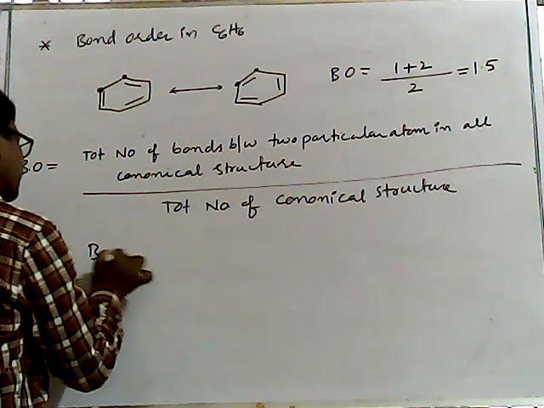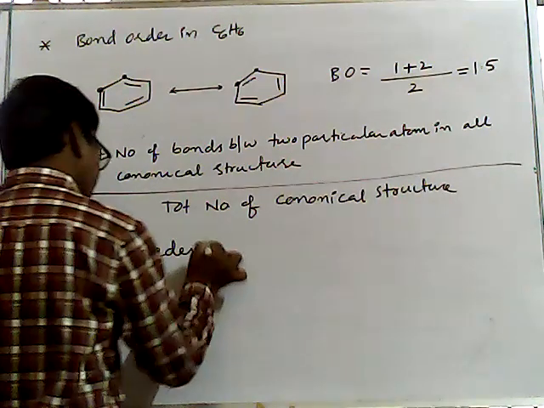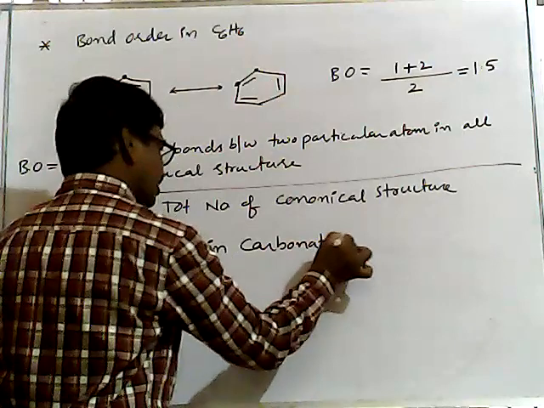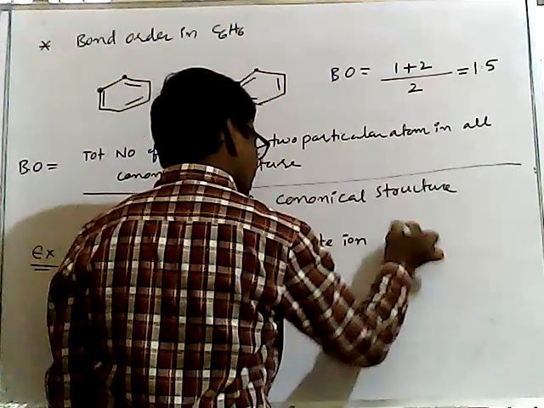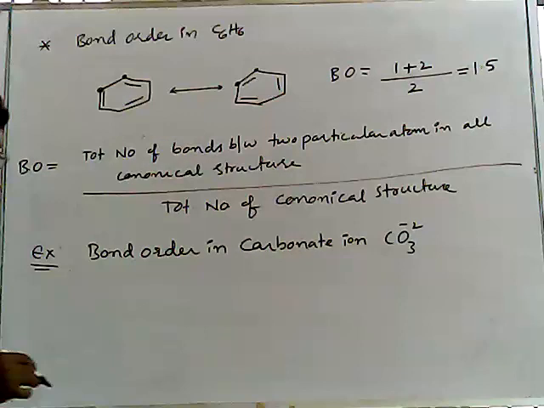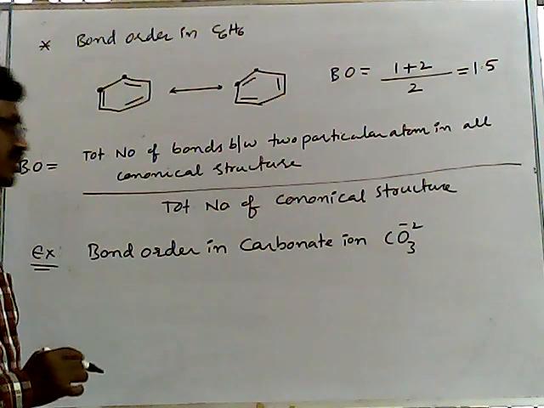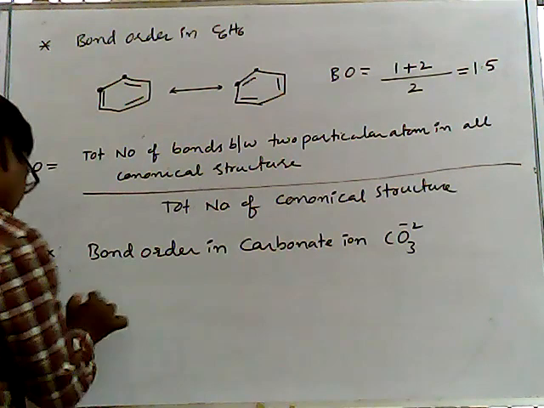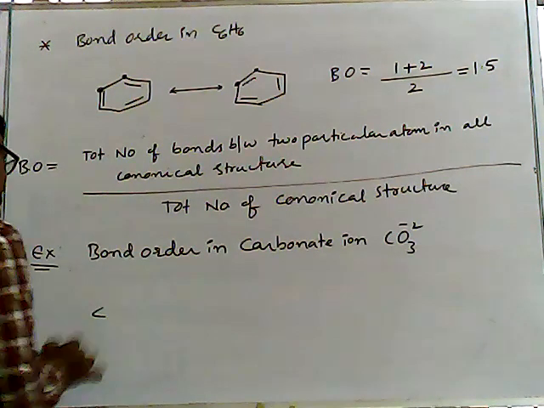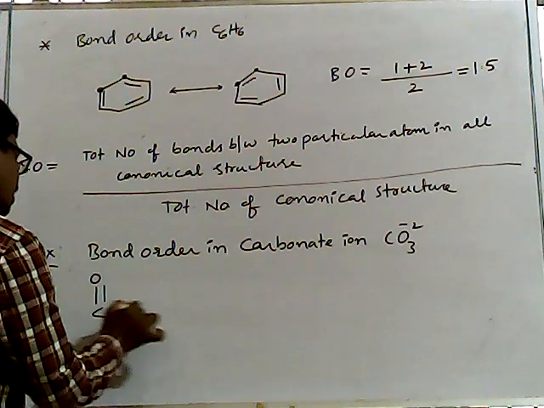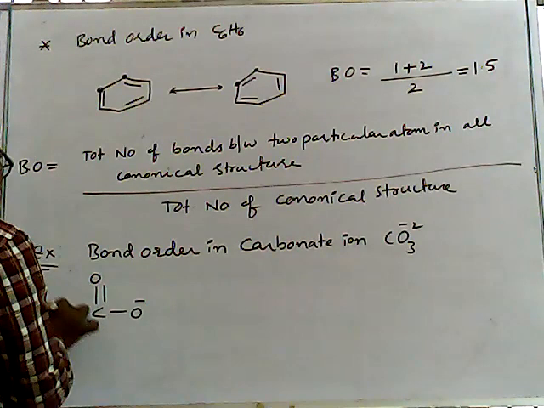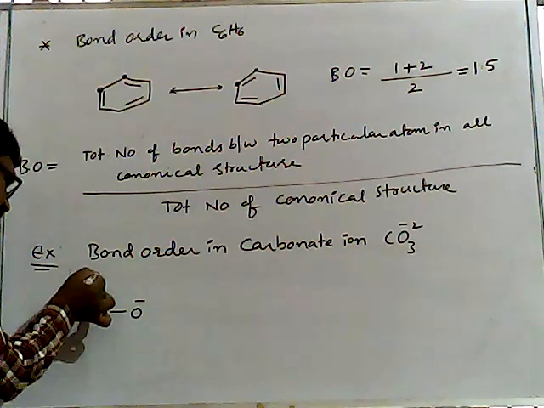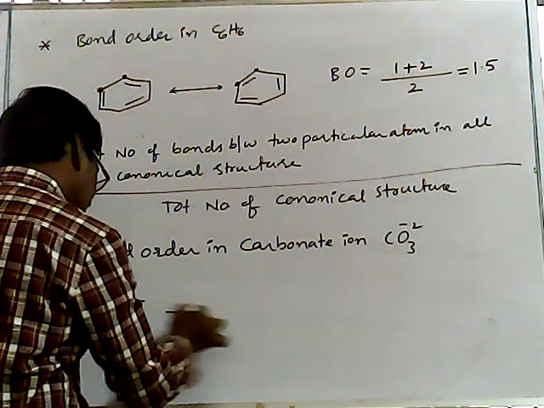Bond order in the carbonate ion, that is CO3 2-. First of all, you should write the number of resonance structures or canonical structures or contributing structures for the carbonate ion. First, with carbon at the center in the Lewis dot structure, I am writing C double bond O, here O minus, here O minus. This is one contributing structure. When this bond shifts, it moves toward this side, so we can get one more resonance structure.